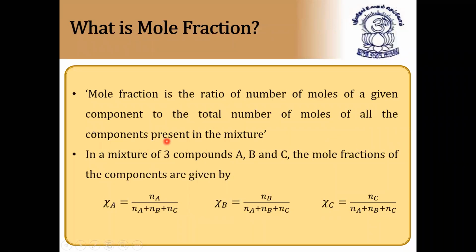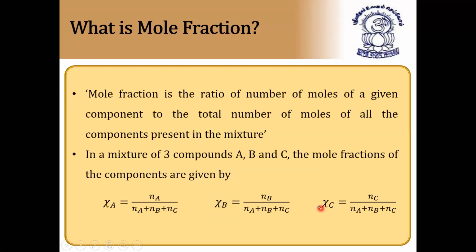What is mole fraction? Mole fraction is the ratio of moles of a given component to the total number of moles of all the components present in the mixture. This we already know from stoichiometry, or basic concepts of chemistry; we have done this. In a mixture of three compounds A, B and C, the mole fraction of A is given by chi of A is equal to number of moles of A divided by number of moles of A plus B plus C. This is the total number of moles. Similarly, chi of B is equal to like this, and chi of C is equal to N of C over the total.